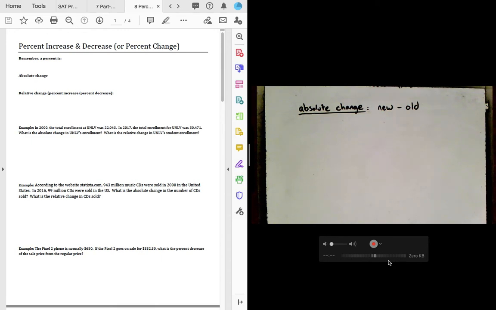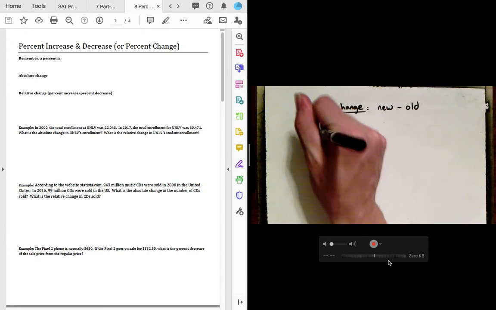Of course, it's positive if something is increasing over time. I had $30 in my pocket yesterday and today I have $40. It's increasing by $10, so my absolute change is positive. But if I had $40 in my pocket yesterday and $30 in my pocket today, now the roles of new and old are changing, and I would have a negative $10 as my absolute change. The negative is telling me that I lost money over time.